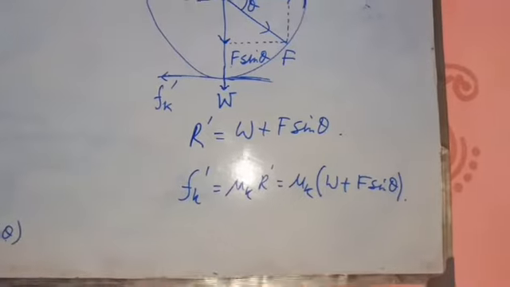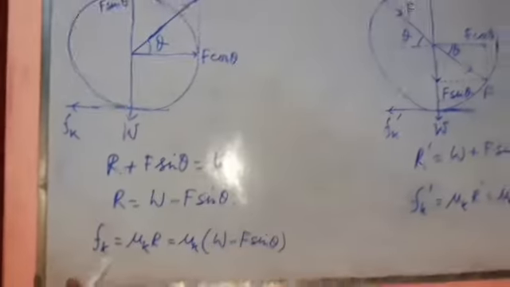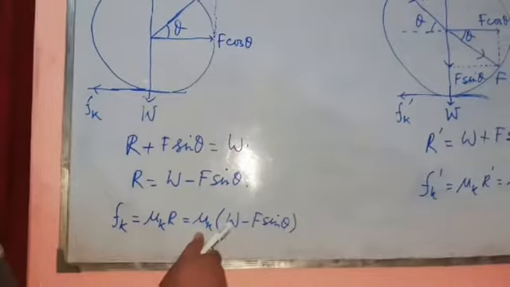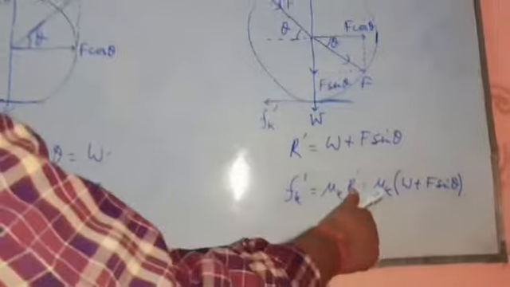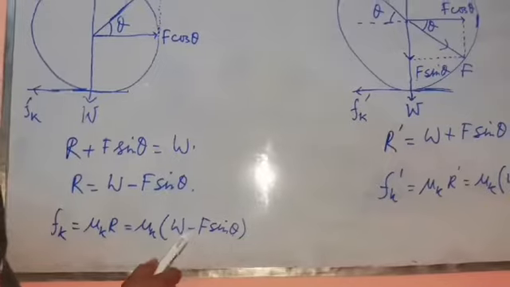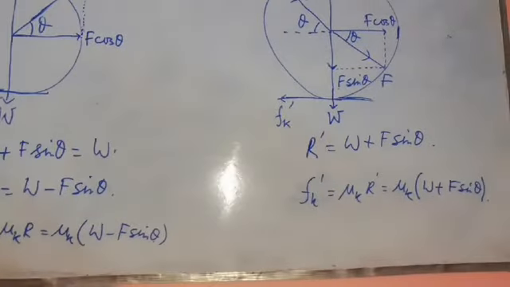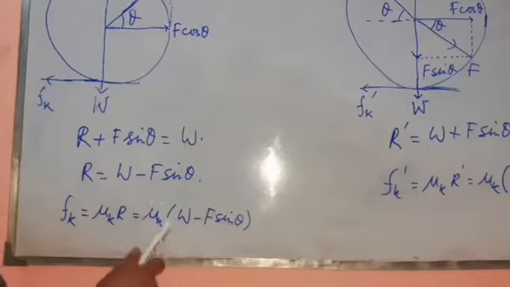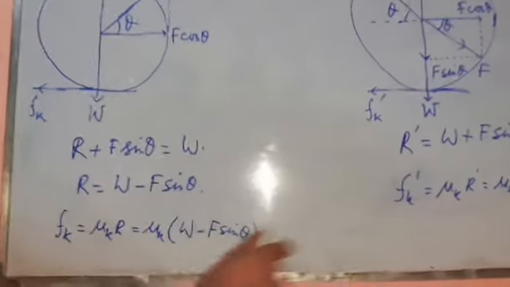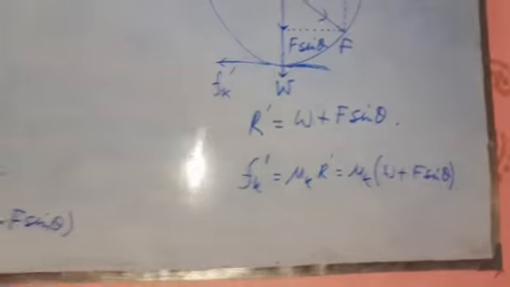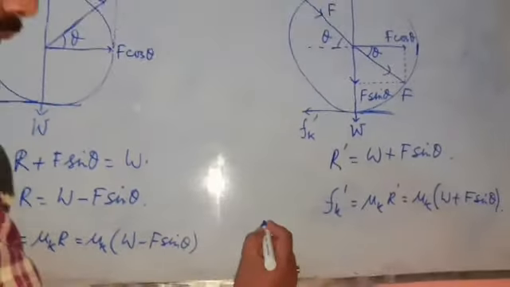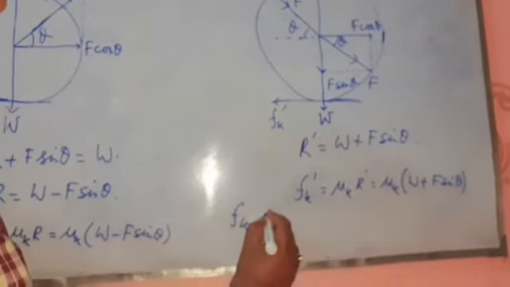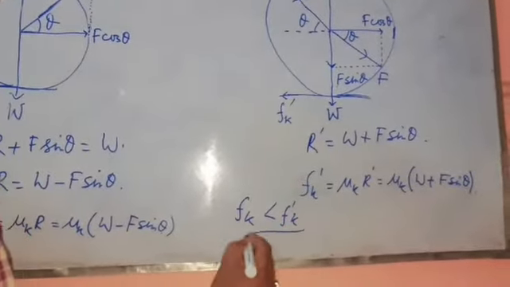Now if we compare, see, in this case kinetic friction equals mu k into (W minus F sin theta), and in this case kinetic friction is mu k into (W plus F sin theta). Both terms are the same; here it is minus, here it is plus. So naturally this force is less and this force is more. That means we can say that Fk is less than Fk dash.